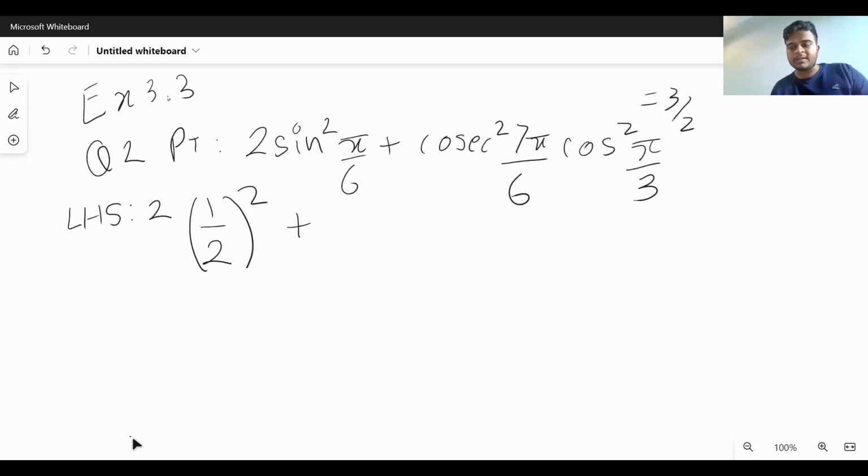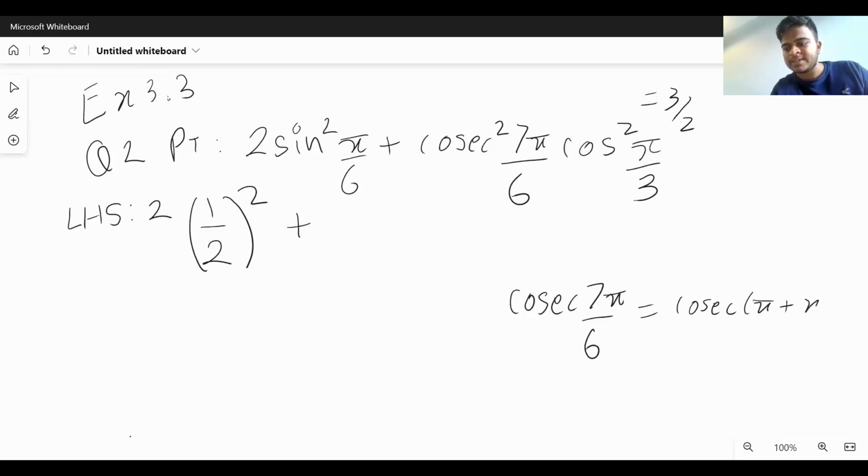This is going to be interesting here. So what do we know about cosec? What is the time period of cosec? That is something that we need to do. Try and understand that. When I write cosec 7 pi by 6, isn't it equivalent to writing cosec pi plus pi by 6? Take a minute and understand this.